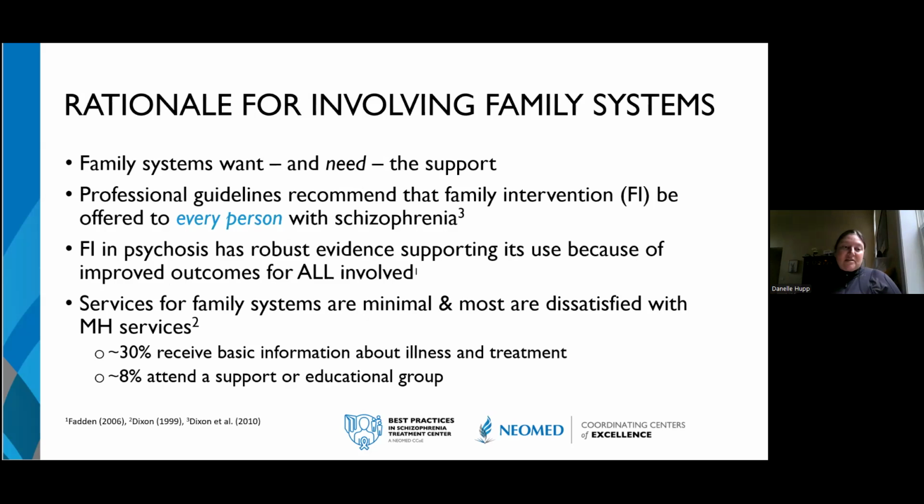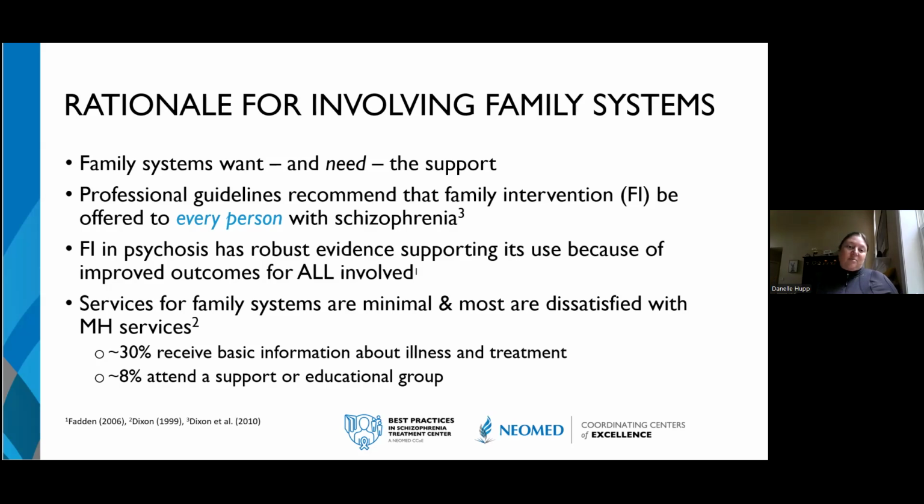The rationale, so why we know it matters, why we know it works, and why we know it's important. Family systems truly do want and need that support from providers. Professional guidelines across the board, international guidelines, including the Schizophrenia Patient Outcomes Research Team, or the Schizophrenia PORT recommendations, which you all heard us talk about a number of times, recommend that family interventions be offered to every individual living with psychosis and schizophrenia.